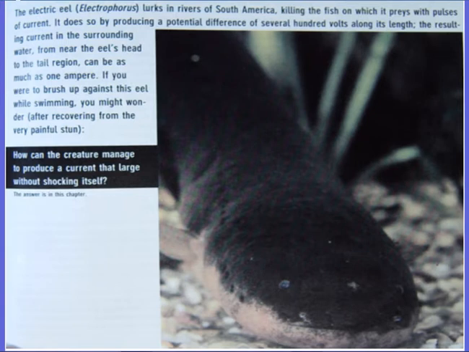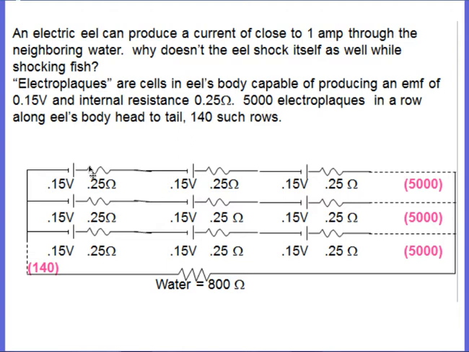And here's the tedious resolution. That here you have a series of electroplaques, each one generating 0.15 volts, but having a resistance to the movement of current, an internal resistance of 0.25 ohms. There are 5,000 of them in each of these rows and 140 such rows going down the eel's body. The resistance of water from the eel's nose to its tail is about 800 ohms. So there you've got the circuit.